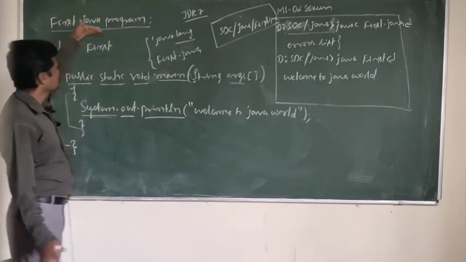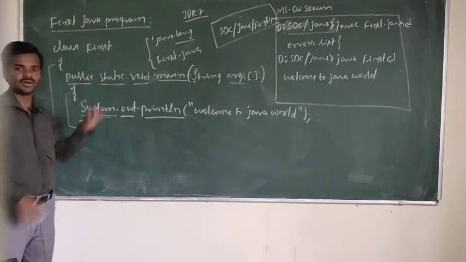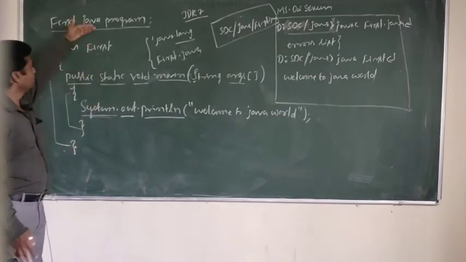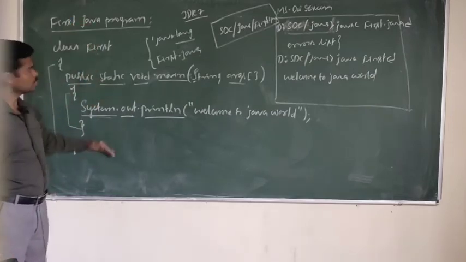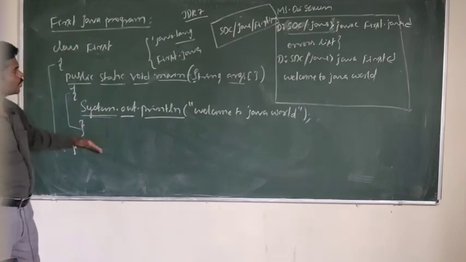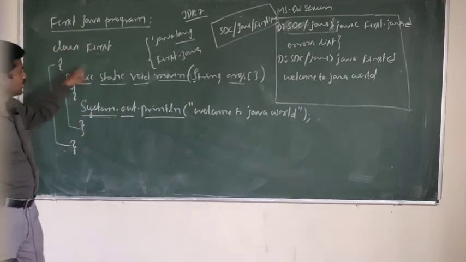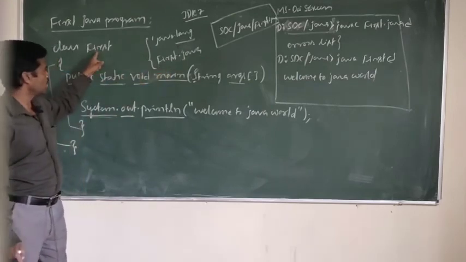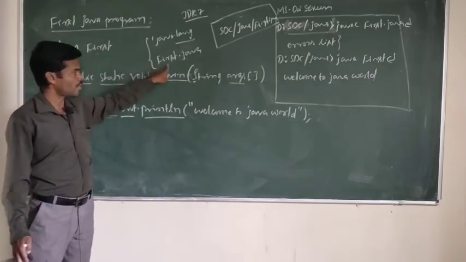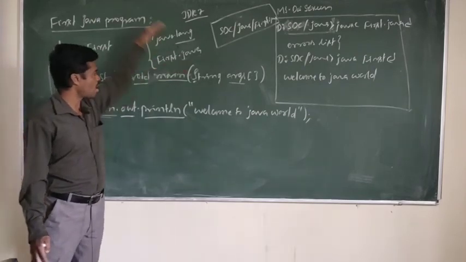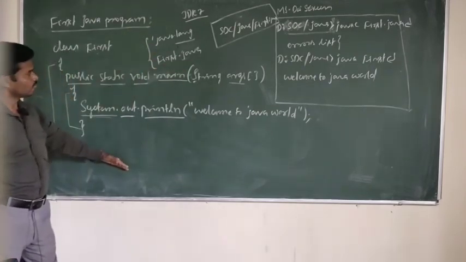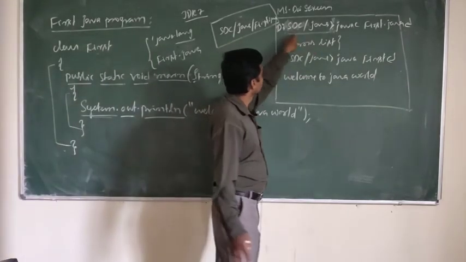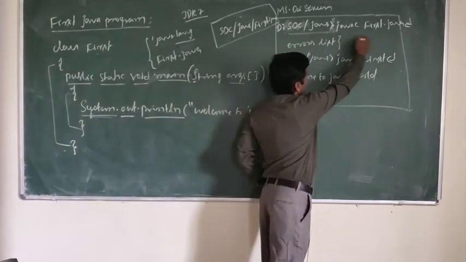Understood? First take one editor, notepad or wordpad, whatever editor you have, go to notepad and type this program, one simple Java program. After typing, save it as first.java. Why first.java? Here my class name is first, so you have to take the same class name as the file name, first.java. After saving your file, go to the particular directory and get the path here.